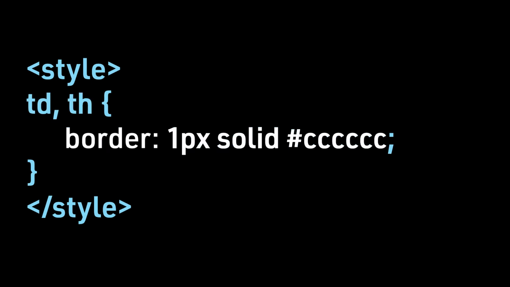We will add a 1 pixel solid line border in a gray color. For the color, we will use the color's hexadecimal code. CSS code is enclosed in curly brackets and is separated by a semicolon.